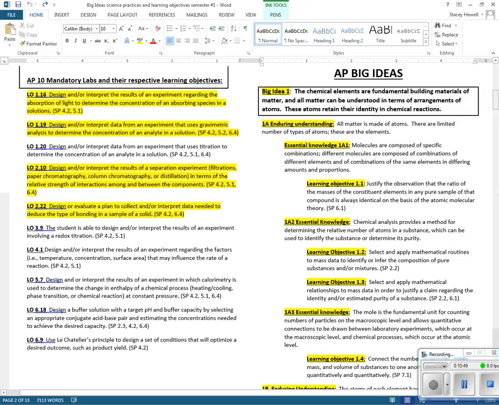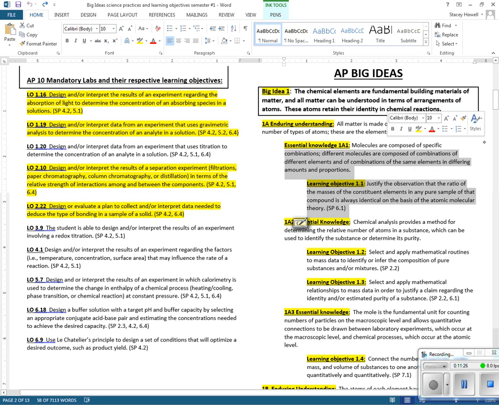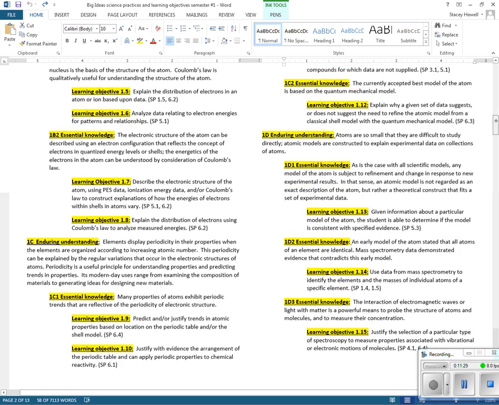So as you go down, it sort of breaks it down. This is a big idea. Underneath that are enduring understandings. Underneath enduring understandings are essential knowledge. Underneath essential knowledge are learning objectives. So the learning objectives to me are the ones that make more sense. So justify the observation that the ratio of masses of constituent elements in any pure sample of a compound is always identical. In other words, H2O is always 18.015. It has 2 hydrogens, 1 oxygen. That's what they're saying. Okay? So we've done that kind of thing, going down a little bit farther. So everything on that page, everything on the next page.